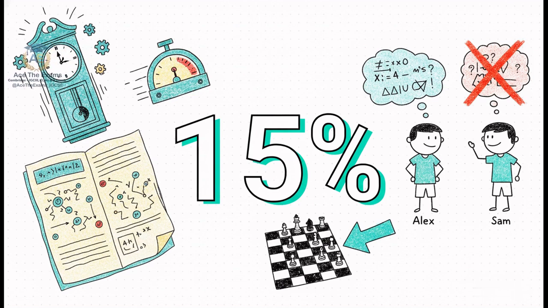Listen to me, that 15% is literally the difference between an average grade and absolute top-tier exam mastery. It's the difference between scraping by and totally dominating the paper. Now take two typical students taking this exact exam right now. Let's call them Alex and Sam.